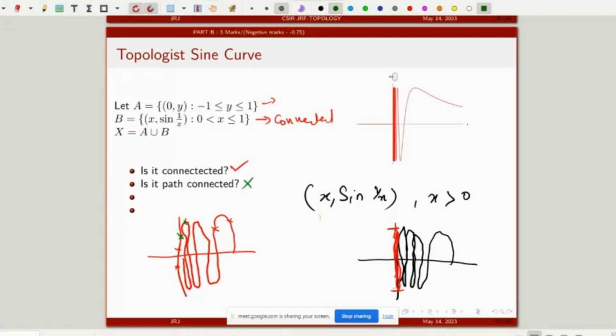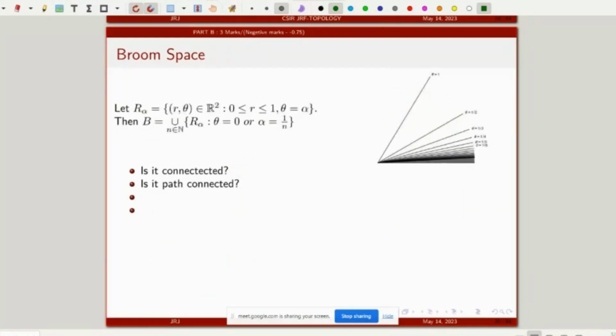Similarly, you can ask questions like, is it locally connected, locally path connected? If you are interested, you can check all these questions. Now I will move to the next interesting example, the broom space. Broom space is defined like this: we take angles 0 and 1/n, and we draw each line like this. So this is also a topological space. Is it connected?